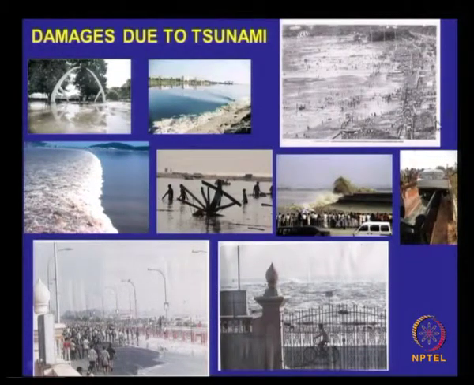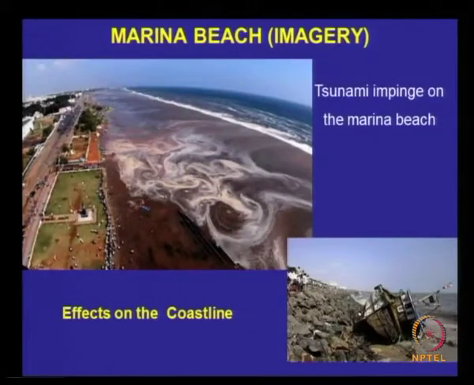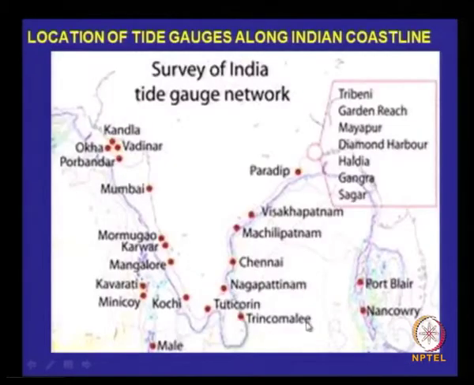Again, this is the city of Chennai, where you see the flooding in Marina Beach, and you can see the water level somewhere in Chennai. So you can see the whole thing. This is the Marina Beach imagery, the tsunami impinging on Marina Beach, and then the effects on the coastline.